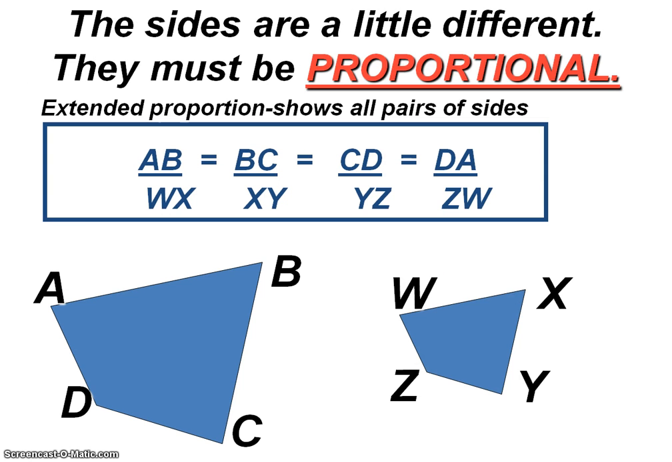Now, unlike congruent figures, where all the sides must be the same, in similar figures, the sides are a little different. They have to be proportional. So we write an extended proportion, similar to an extended ratio, that shows all the pairs of corresponding sides. So side AB corresponds with side WX, side BC corresponds with side XY, side CD would correspond with side YZ, and DA corresponds with ZW.